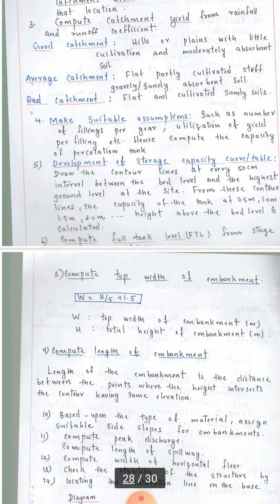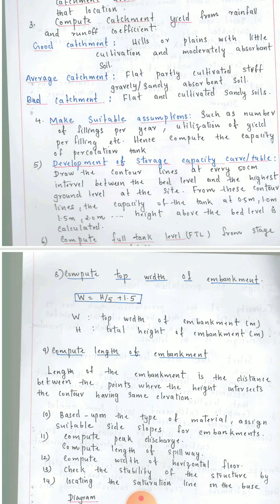Next, good catchment. If we say that a catchment is good, it should consist of hills or plains with little cultivation and moderately absorbent soil. That is, the soil capacity should be very good so that it absorbs the water, and it may be a hilly or a plain surface. Average catchment: flat, partially cultivated, stiff gravel or sandy absorbent soil. It is an average catchment only if partially cultivated land is there where gravel and sand particles are present. Bad catchment: flat and cultivated sandy soils, where the catchment area will not be preferred to store the water.